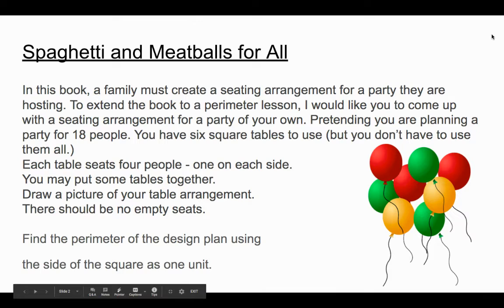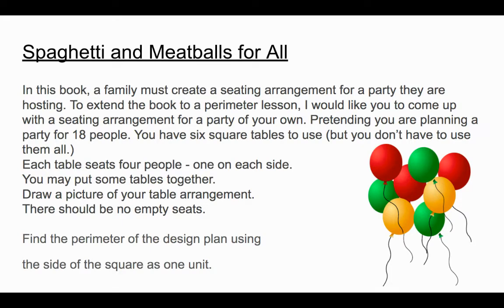the family must create a seating arrangement for a party they're hosting. What I would like to do is extend this book into a perimeter lesson. I would like you to come up with a seating arrangement for a party of your own. All right. You might want to grab your journal right now or a notebook. Math journal is a great thing to write in.